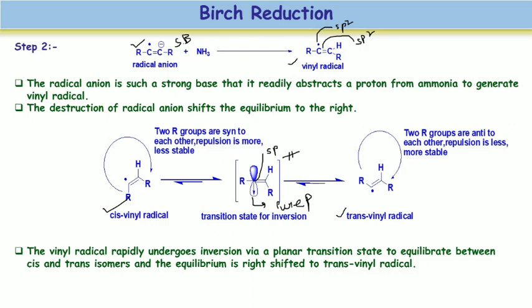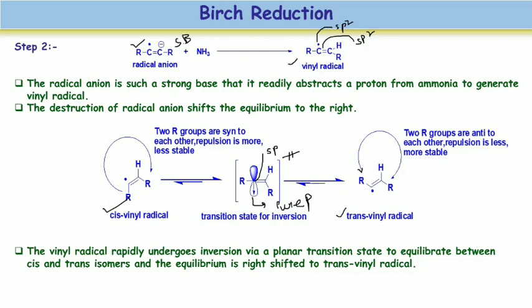Now coming back to the trans vinyl radical, you can see that two R groups are in anti position. As they are placed in anti positions, they are not in closer proximity. So as they are not in closer proximity, the steric repulsion is going to be minimized. So as steric repulsion is less, it is more stable, so the population of trans vinyl radical is much more.